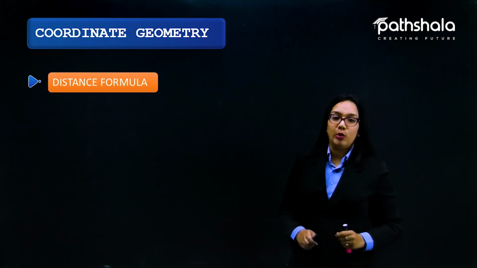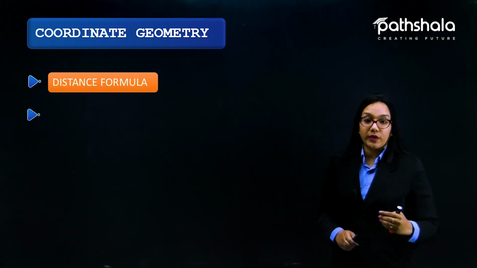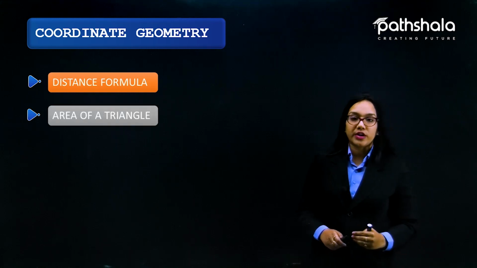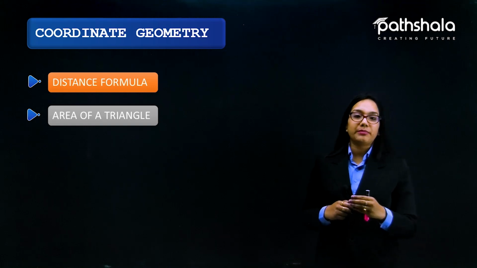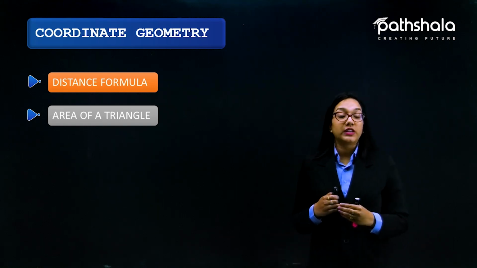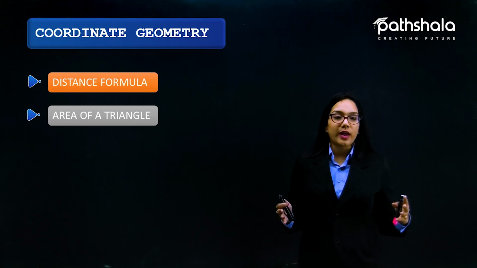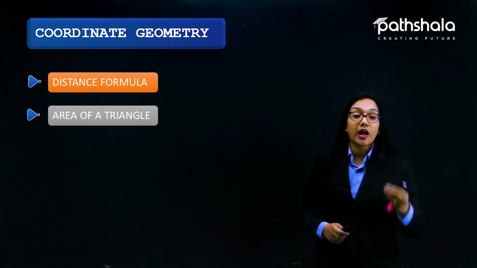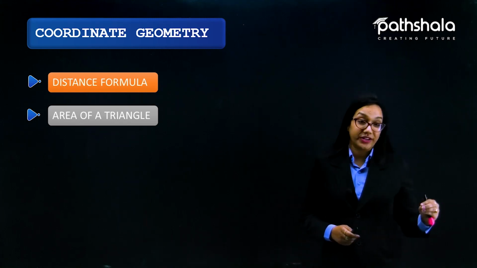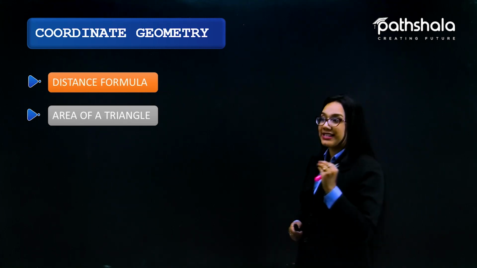The second important concept which we will discuss in coordinate geometry is the area of the triangle. In this concept, we will be given 3 coordinates in any xy plane, and we just have to find the area of the triangle after joining those 3 points. So this is all about the second concept.